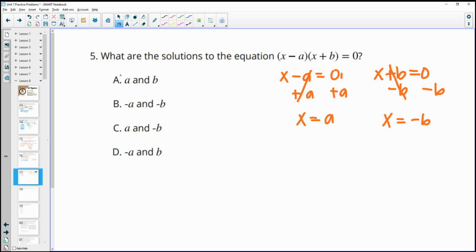So we want a and the opposite of b. So not a and b, not opposite a, opposite b. A and opposite b is option number C, or letter C.